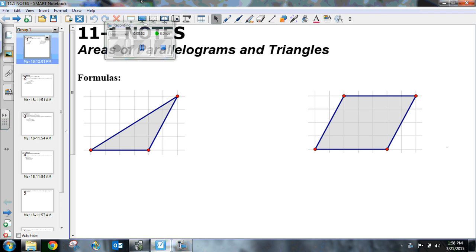Okay, the following are notes for 11.1. This is areas of parallelograms and triangles. So I want to talk about the formulas real quick before we get started.